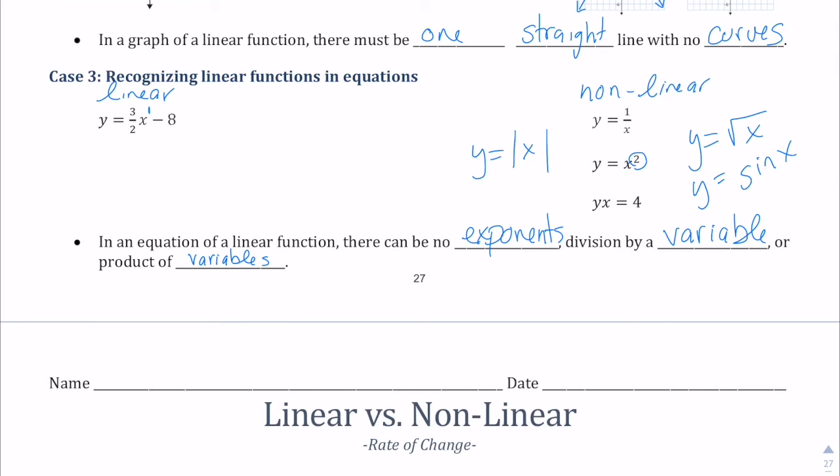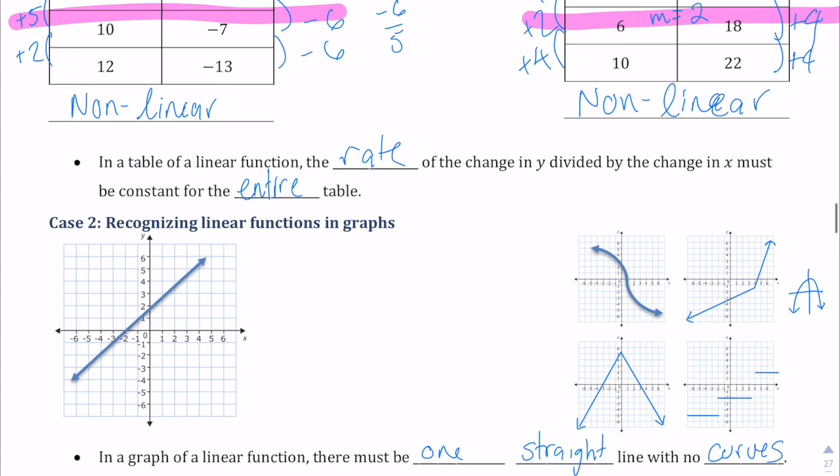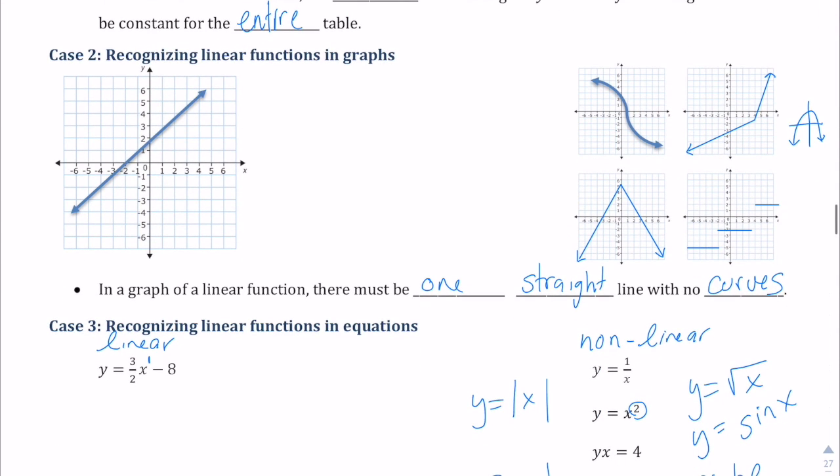If we think about the graph, that'd be another way that we could think about it. What does the graph of that look like? We know it looks kind of like a V, and so that's going to be a nonlinear example. So those are the ways that tables, graphs, and equations are categorized as either linear or nonlinear.